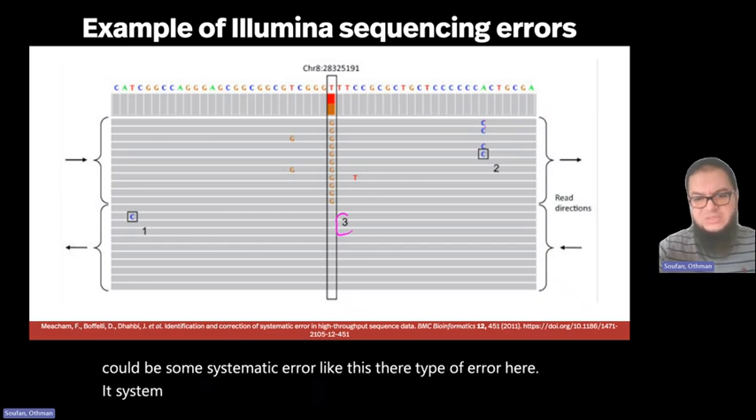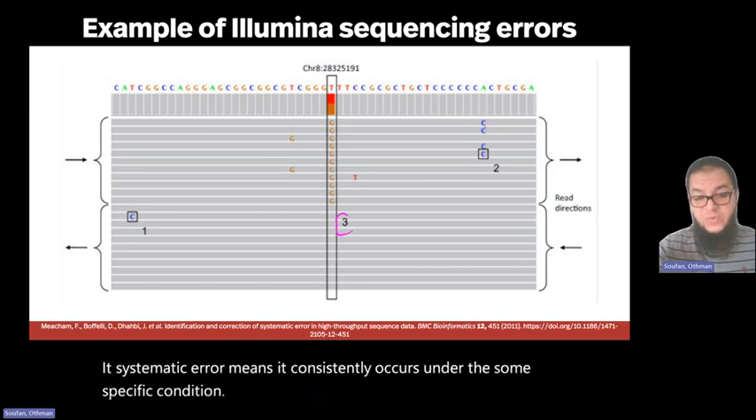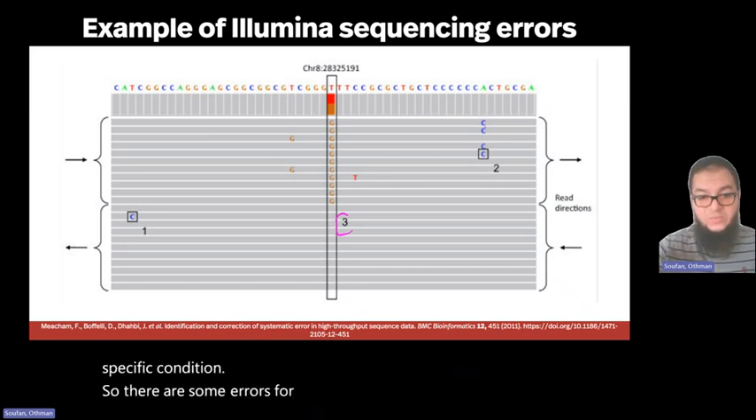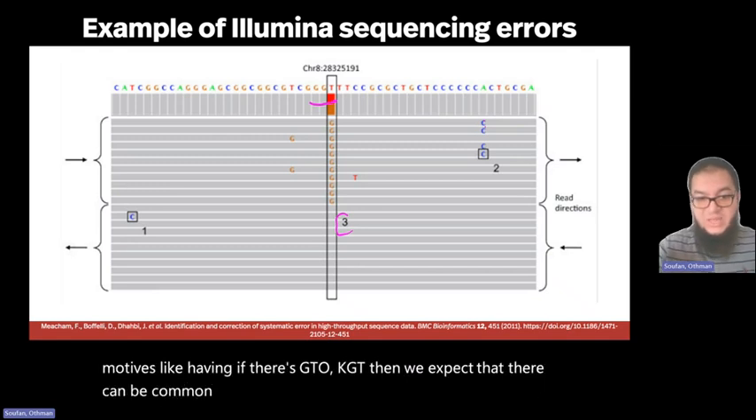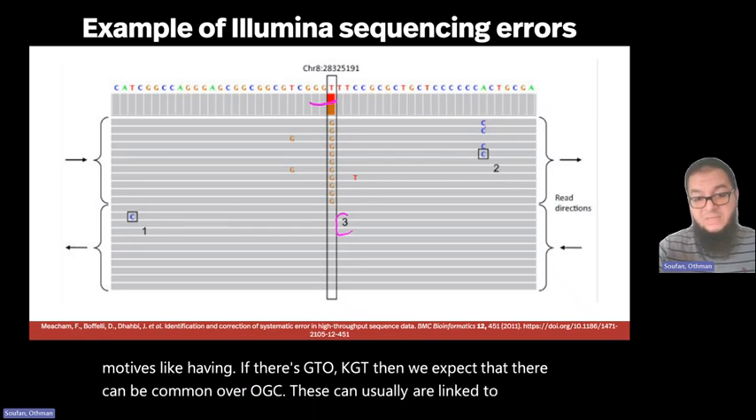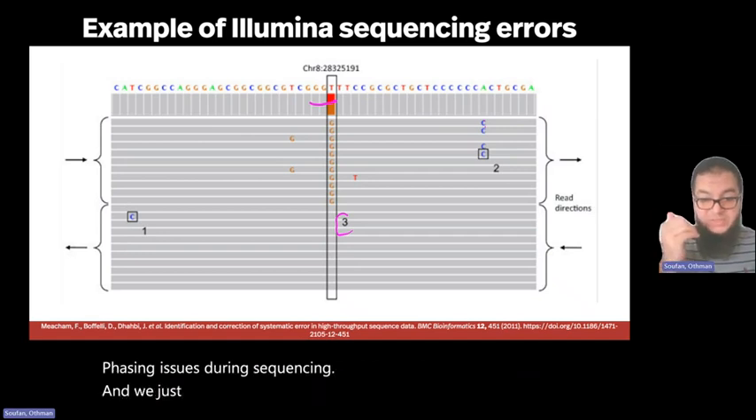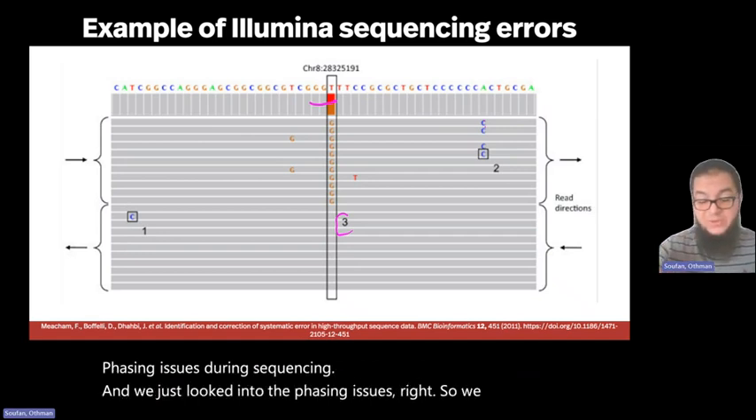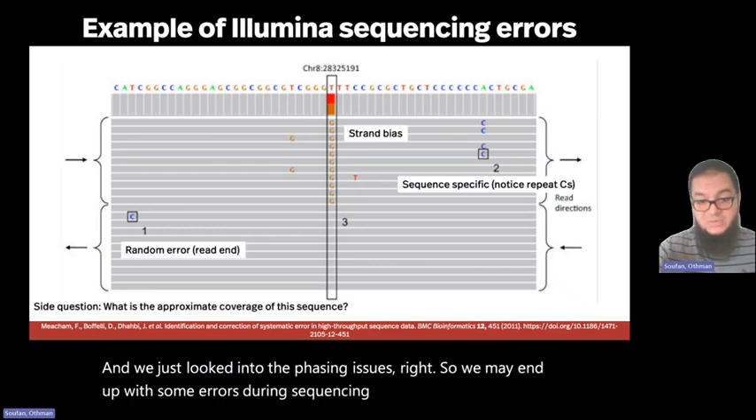Systematic error means it consistently occurs under some specific conditions. So there are some errors, for example, associated with DNA motifs, like if there's GGT, or GGC, then we expect that there can be common errors. These are usually linked to phasing issues during sequencing. And we just looked into the phasing issues, right? So we may end up with some errors during the machine sequencing.